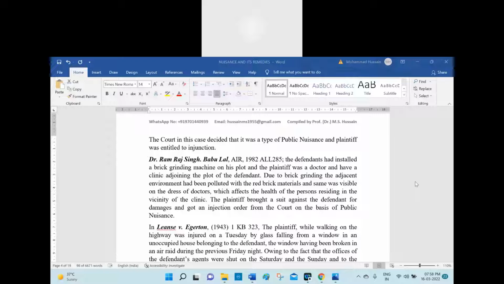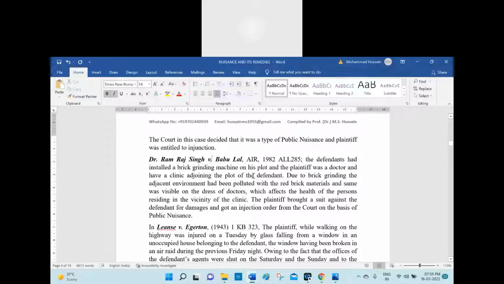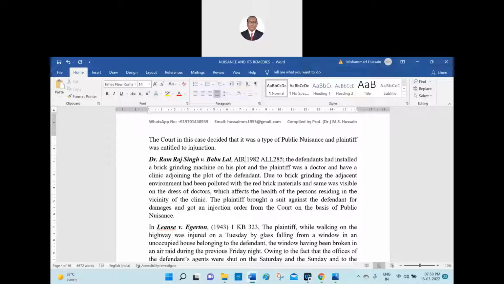AIR 1982, ALL 285. What is the mistake there? West is not there. See here, Babulal 1982 versus Babulal AIR, and this should be in the square brackets, sir. No, because when you say ALL, is this All England Reports? No, ALL means Allahabad Law, Allahabad, this is 285.